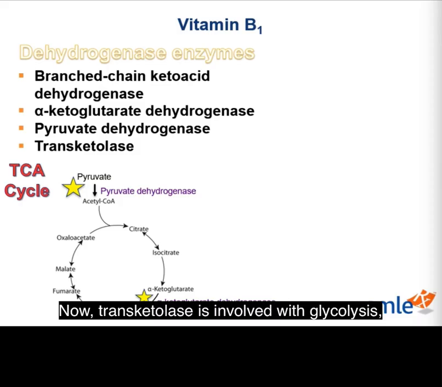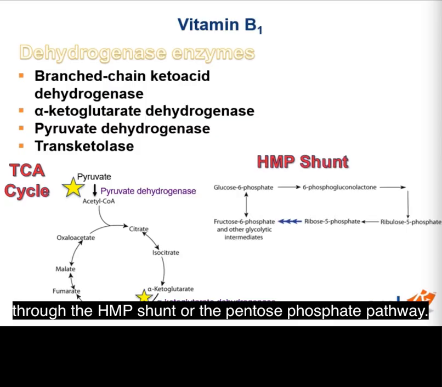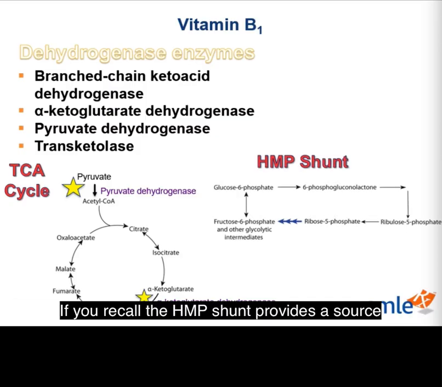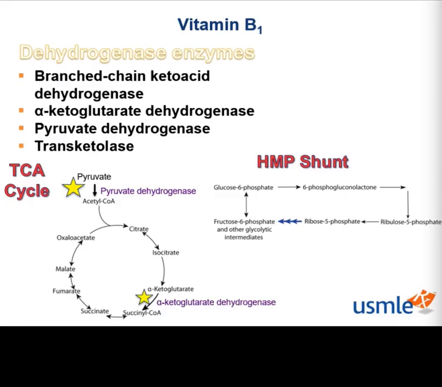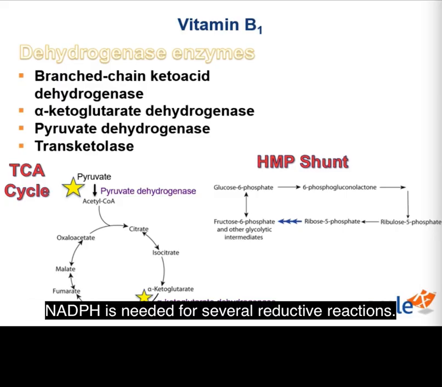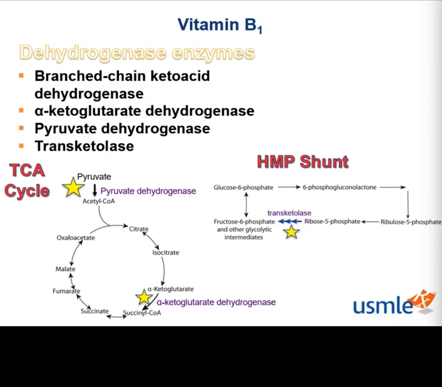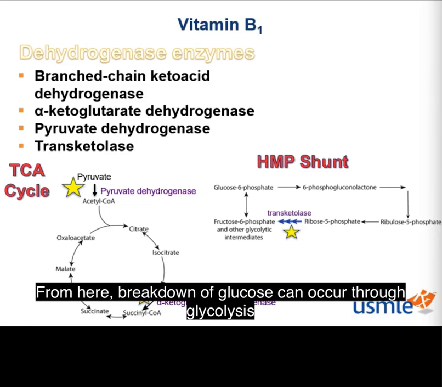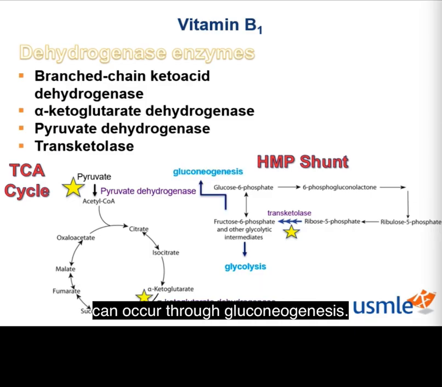Now, transketolase is involved with glycolysis through the HMP shunt or the pentose phosphate pathway. If you recall, the HMP shunt provides a source of NADPH from readily available glucose-6-phosphate. NADPH is needed for several reductive reactions. Transketolase metabolizes ribose 5-phosphate to fructose phosphate or other glycolytic intermediates. From here, breakdown of glucose can occur through glycolysis, or the formation of glucose can occur through gluconeogenesis.